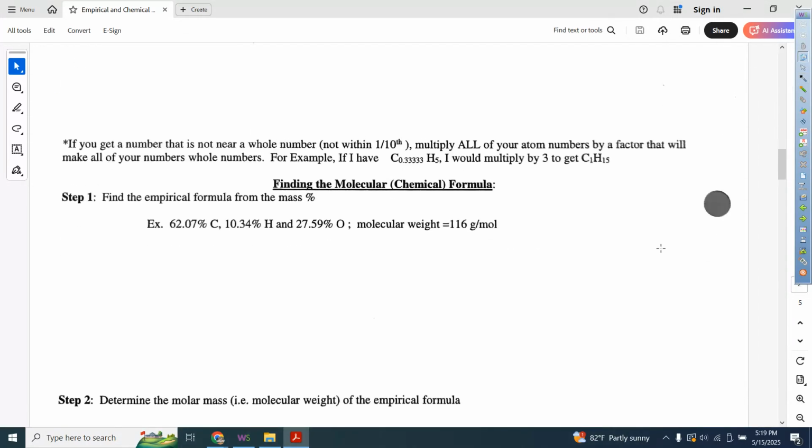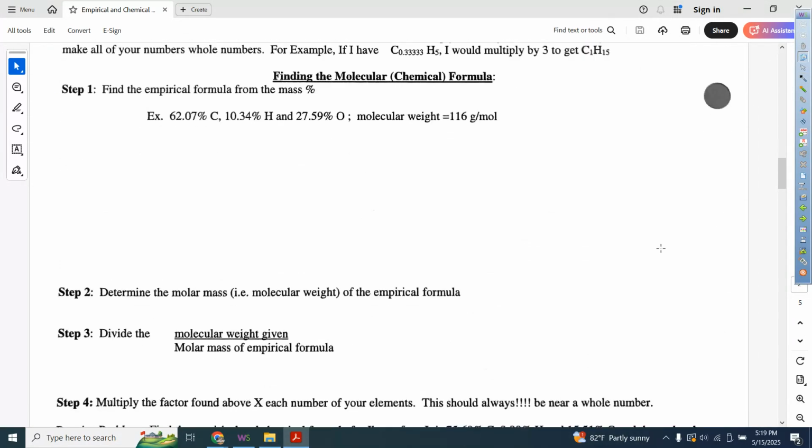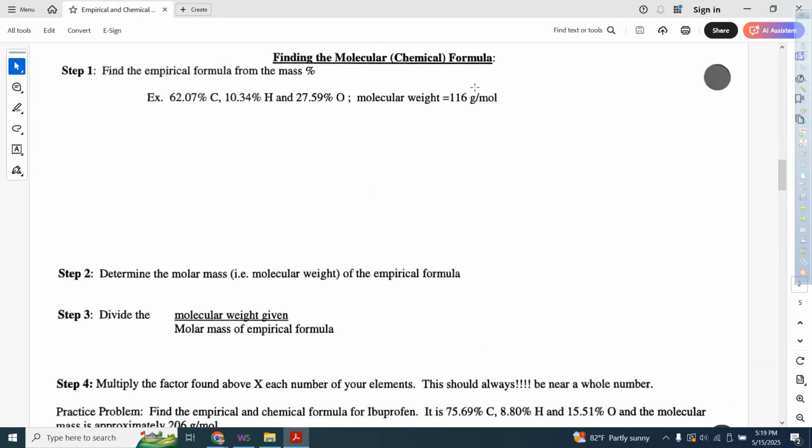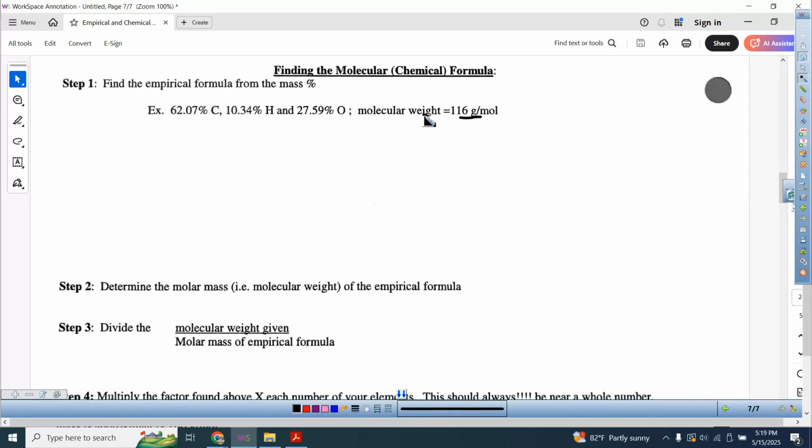empirical formula. Okay, now you will also have problems where you have to find the chemical formula. Sometimes you will have to find the empirical formula and the chemical formula. When finding the chemical or molecular formula, you're still going to start by finding the empirical formula. So we're going to start the same way every time. The only difference with this problem is that we're given the weight, which we are going to ignore for now. We're only going to be paying attention to the percents for now. We're going to take our percents and we're going to find our empirical formula. So that's our step one.